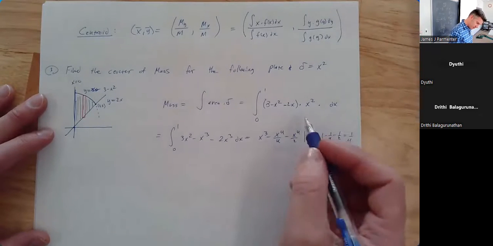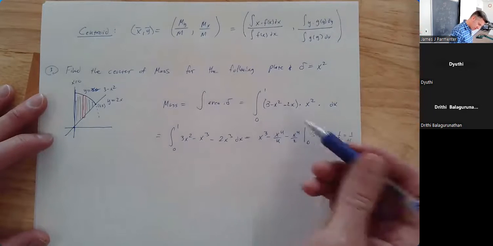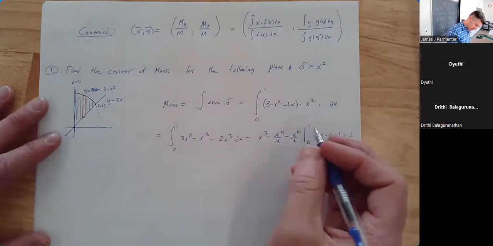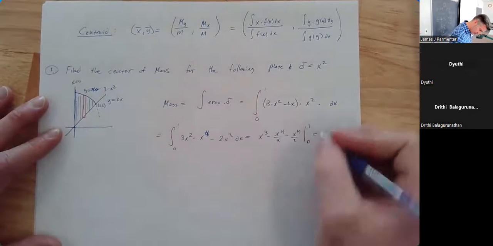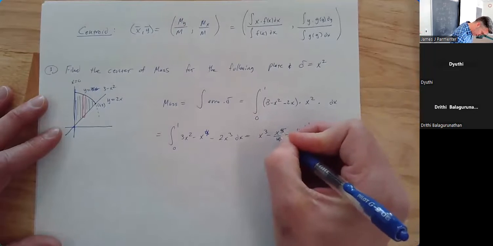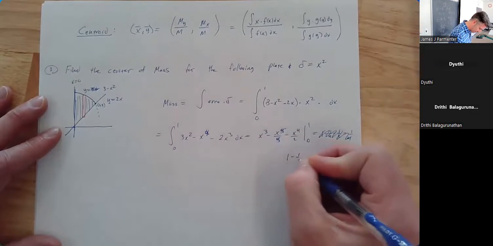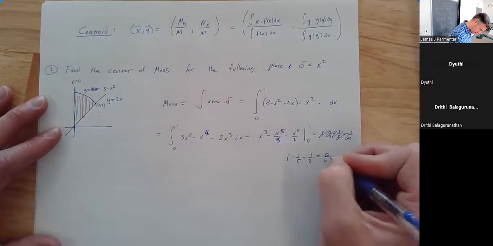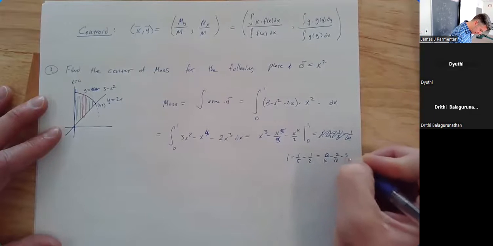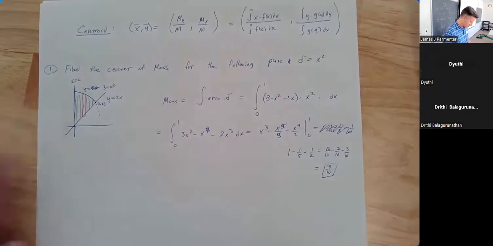Sorry. Good call, thank you. That should be an x to the 5th over 5, which means we should actually be getting 1 minus 1/5 minus 1/2, which is 10/10 minus 2/10 minus 5/10, which is 3/10.